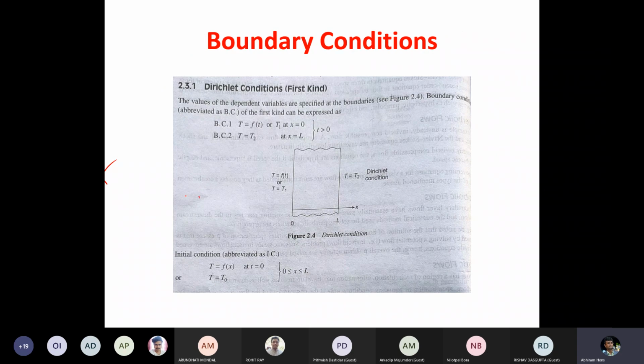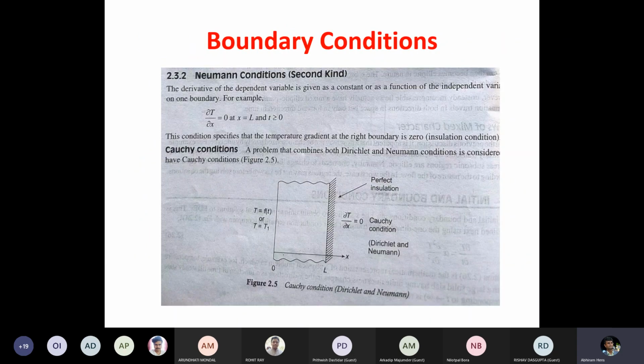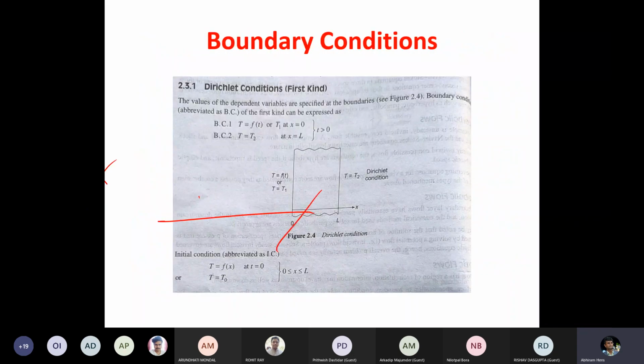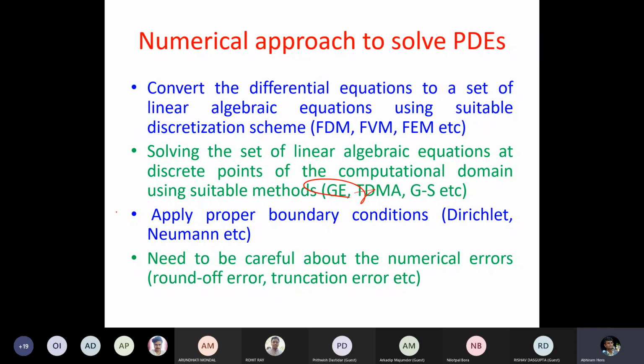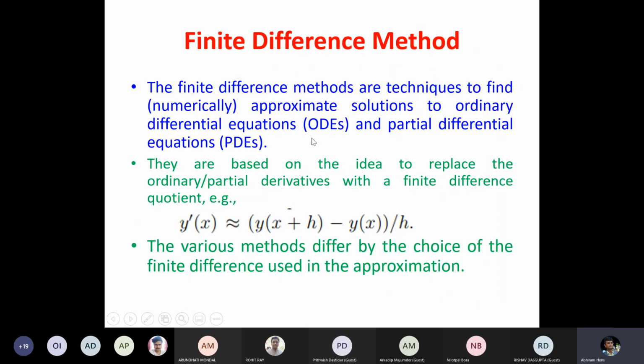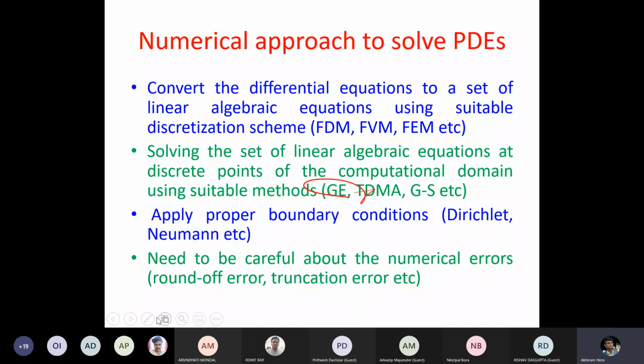Why is the pen not writing? Okay, so this is the finite difference method. What's the problem? The pen is not writing. It's irritating. Where is the mouse? Okay.